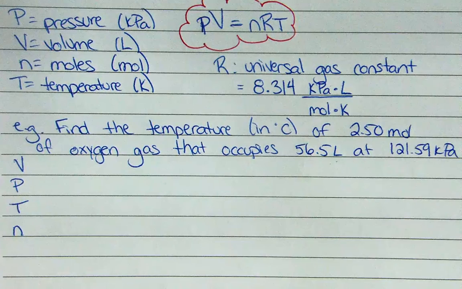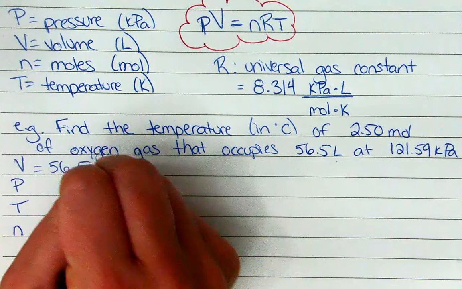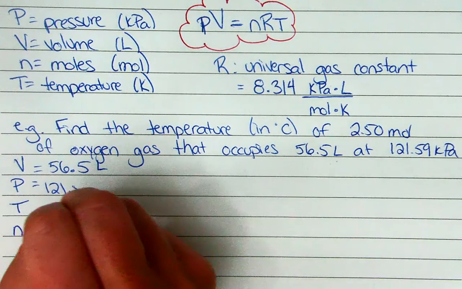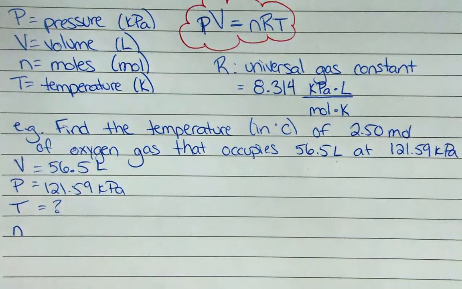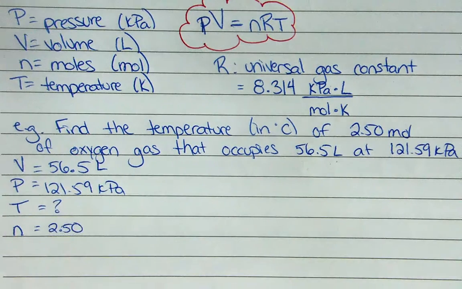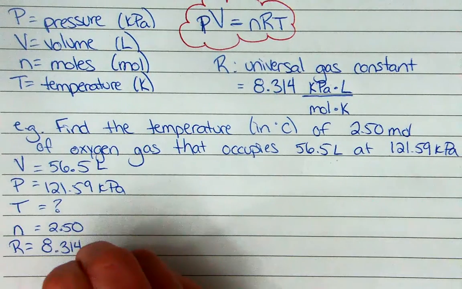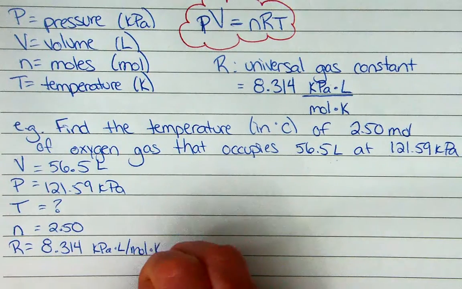Let's fill in what we know. Our volume, 56.5 liters. Our pressure, 121.59 kilopascals. Our temperature, we don't know. Our moles, 2.50. You don't have to list R. I'm going to write it down just so we have it as reference. 8.314 kilopascal liters per mole Kelvin.